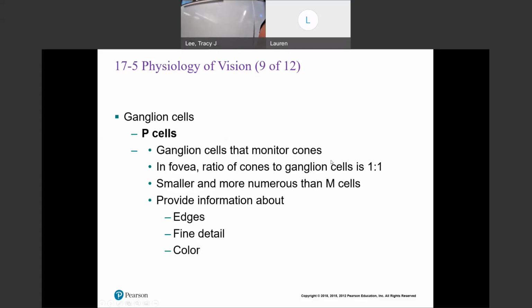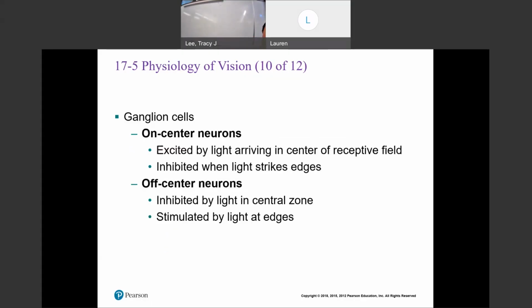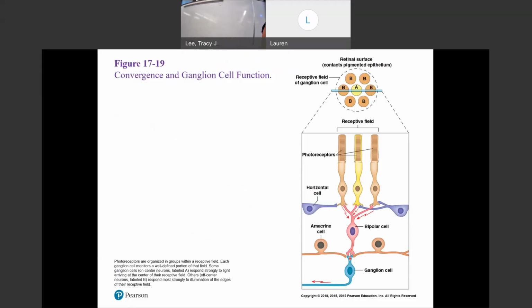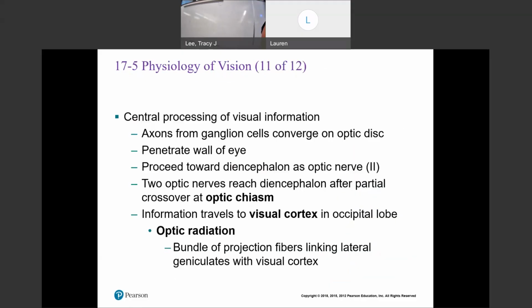And then our P cells, these monitor the cones. And this is where we get our fine detail and our color. So M cells are rods, real general vision. P cells are cones. This is going to be more of your detailed color vision. You don't have to worry about that.